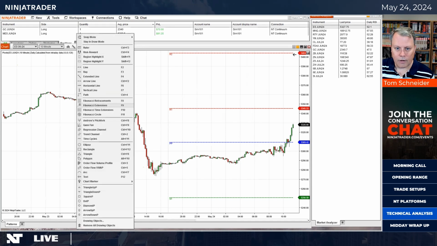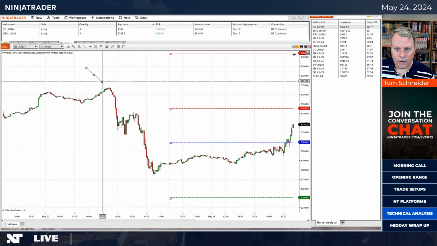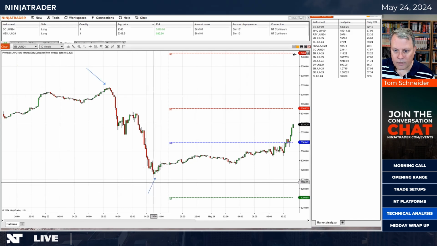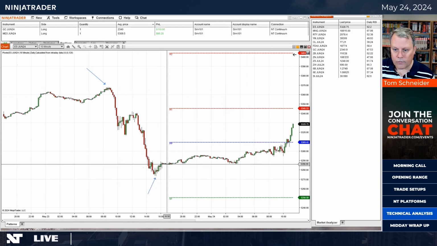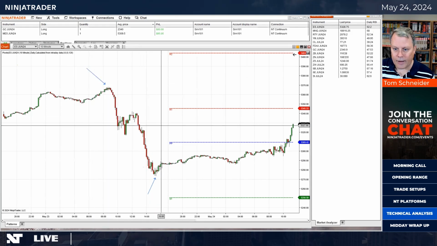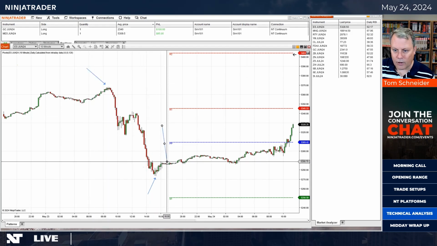I'm going to use an arrow. If I can find the arrow. Here it is. There's the high right there. And here's the low right here. And then the close is somewhere in there. It's really tiny, right? Because it happened at 5 o'clock. There's not a lot of trading left in the day, but somewhere there's the close.